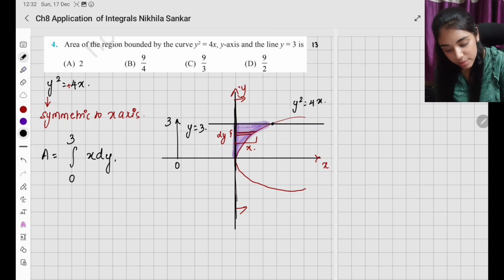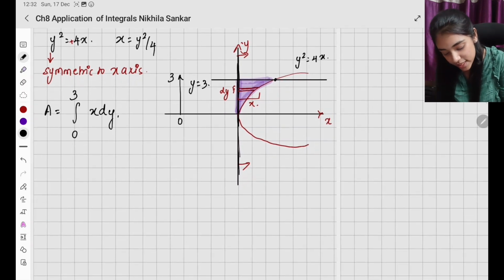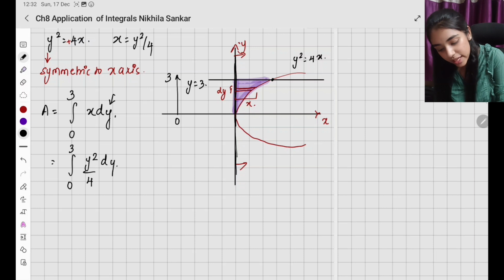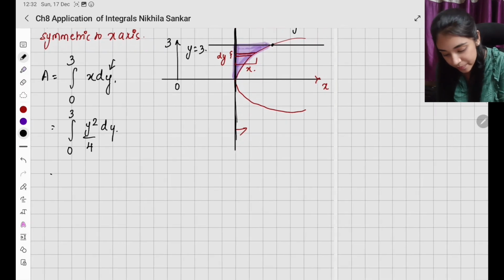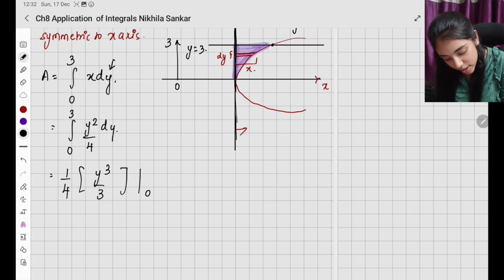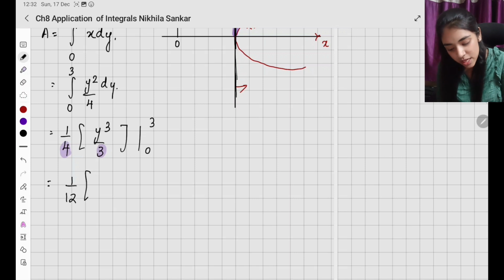Understood? So now what will I put in place of x? I have x equals y square divided by 4. So when I substitute that, I have integral 0 to 3 of y square divided by 4 times dy. My variable of integration is going to be y. So when I take 1 by 4 outside and integrate y square, I have y cube divided by 3. You remember integration, right? From 0 to 3. So I'll take the constant outside. Here I take the 3 outside and multiply it. So I have 1 by 12 times y cube.